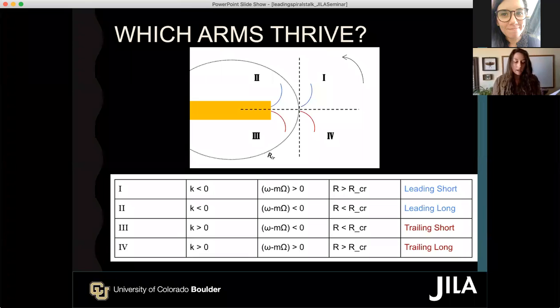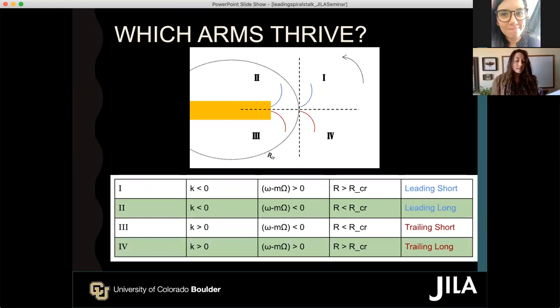Long waves are positive. They are reflected and amplified at the resonances by swing amplification. And short waves are negative and they get damped at resonances by something called Landau damping. So therefore, inside corotation, long leading waves get amplified and short leading waves get absorbed. So in quadrant 2, we can see this leading wave inside corotation will be amplified. This short trailing wave will be absorbed inside. Outside corotation, the opposite is true. Long trailing waves will be amplified and short leading waves will be absorbed.